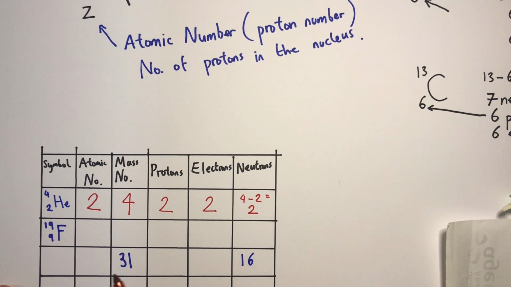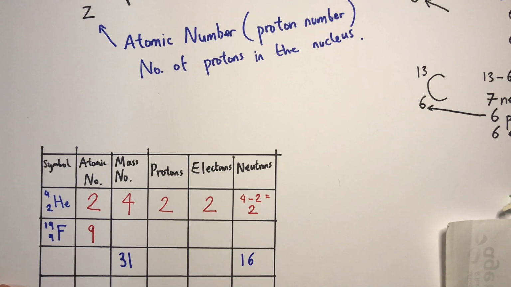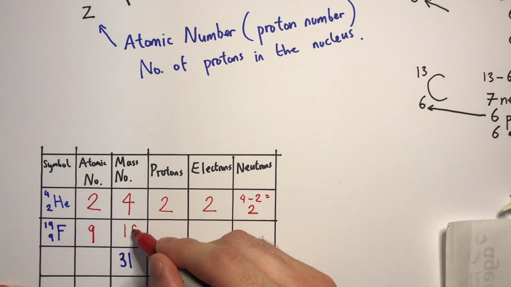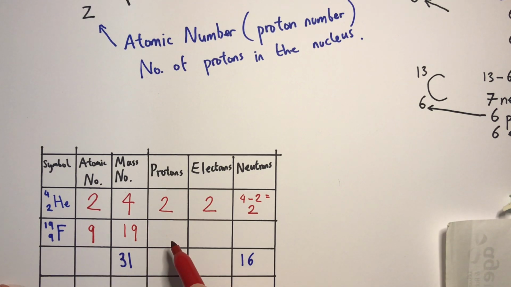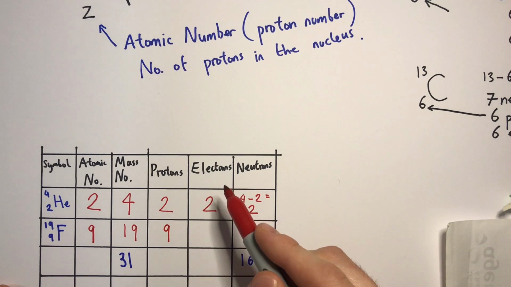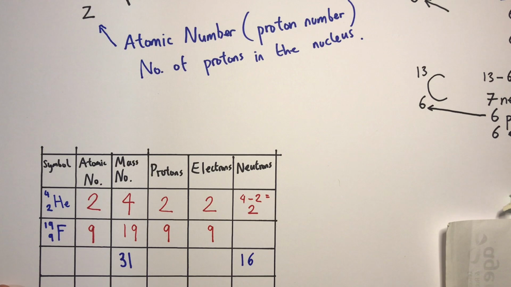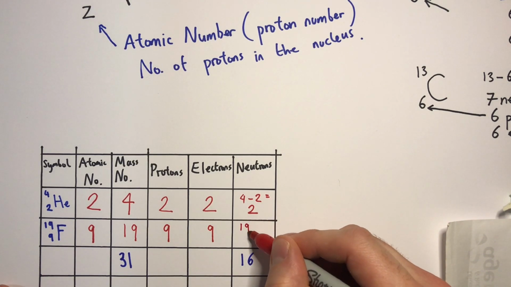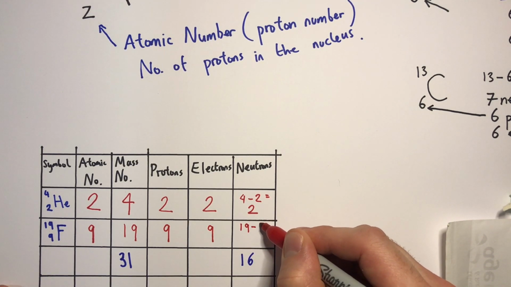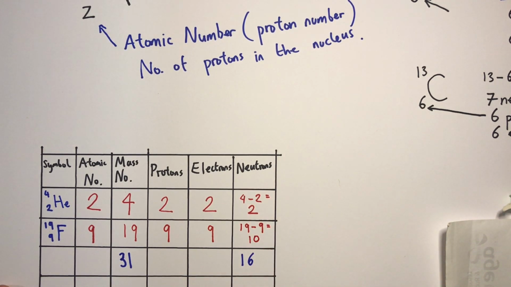Right, next one, fluorine, 19,9. So the atomic number is the small number, that's 9. The mass number is the large number, it's 19. The atomic number is the same as the number of protons, that's 9. Electrons is the same as the number of protons, it's also 9. And to work out the number of neutrons, it's 19 minus 9, the atomic number, that gives us 10.